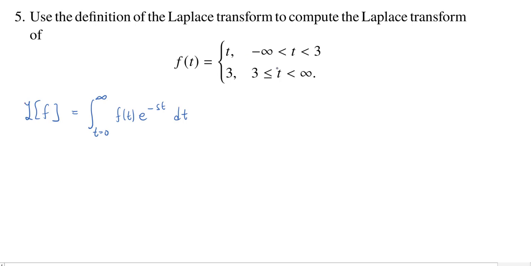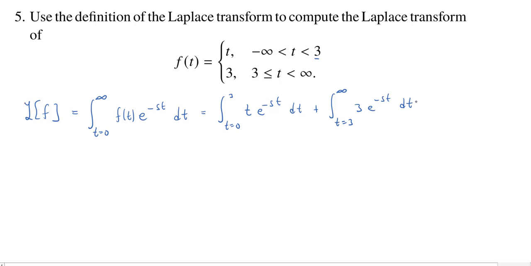So what we're going to want to do is break this integral up into two separate pieces, one corresponding to the domain between 0 and 3, and one corresponding to the domain 3 to infinity. So we break this up as the integral from 0 to 3, and on that interval, our f of t is equal to t. So we write t times the decaying exponential, plus the integral from 3 to infinity. And now on this interval, our f of t just becomes the constant 3. And again, we multiply by the decaying exponential.